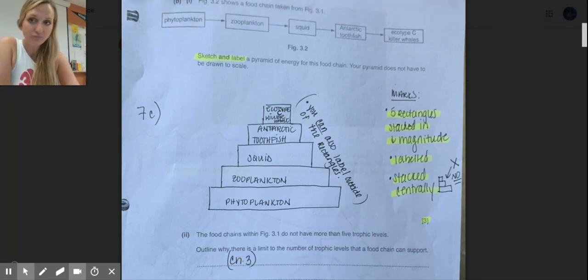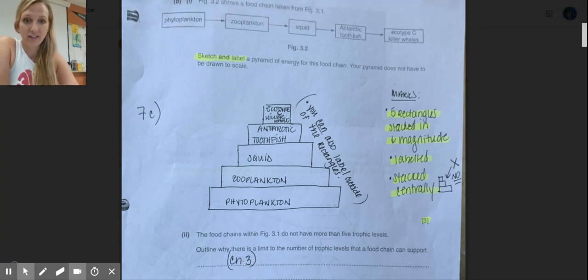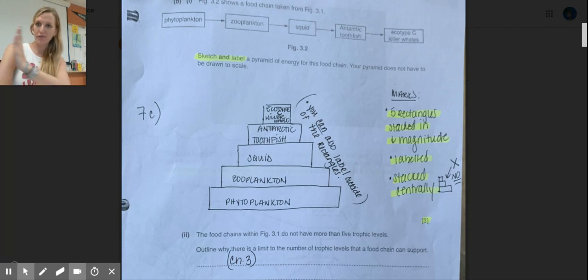They need to be labeled. And if you can't fit it inside the box, you can write it on the outside. That's fine. And they need to be stacked centrally, not off to the left or off to the right, stacked in the center. So easy marks to get for that.